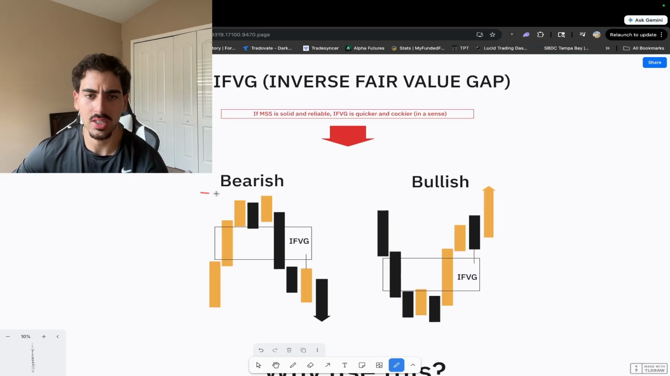I have an illustration right here of a bearish and bullish example. It is basically when price inverses a previously respected fair value gap on any given time frame, right? So you see price is in an uptrend, we're going up, and then all of a sudden we go ahead and reverse and inverse the fair value gap that previously would have been respected if price were to continue bullish.